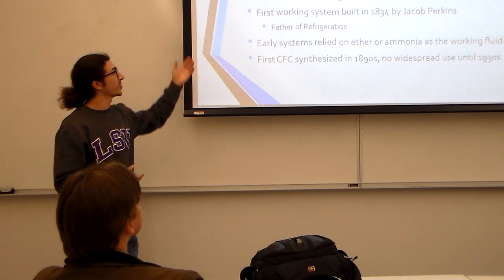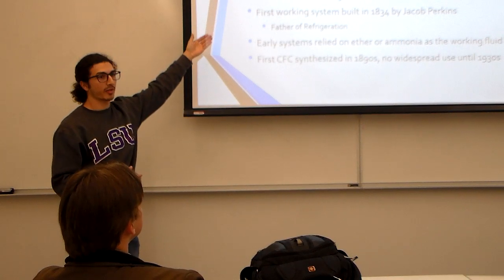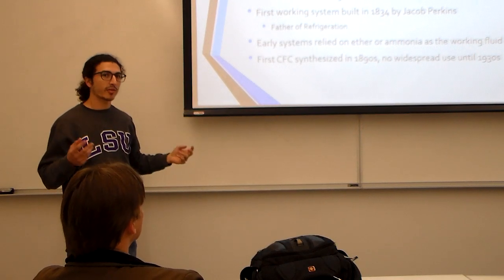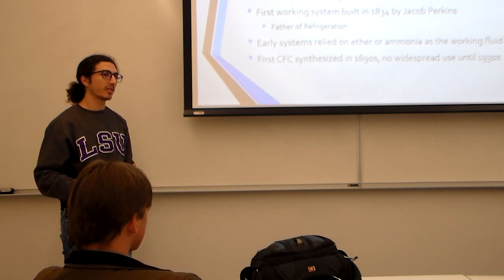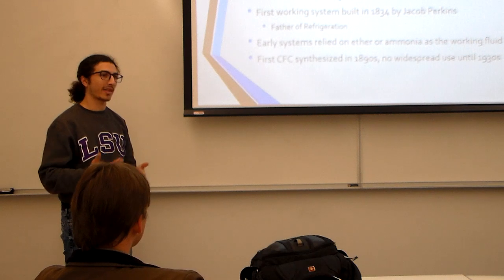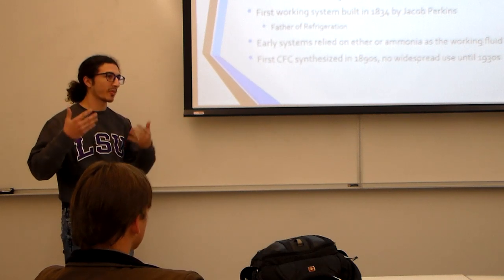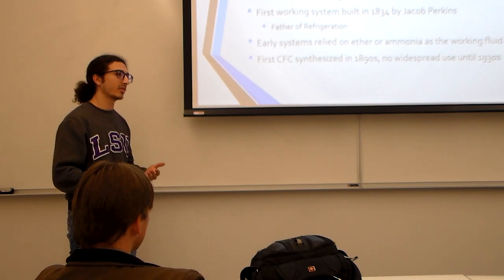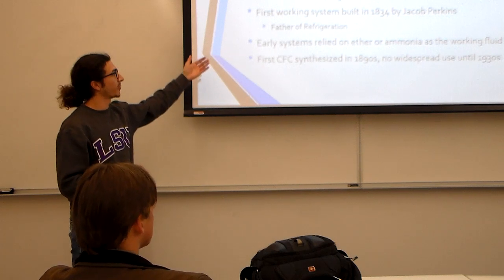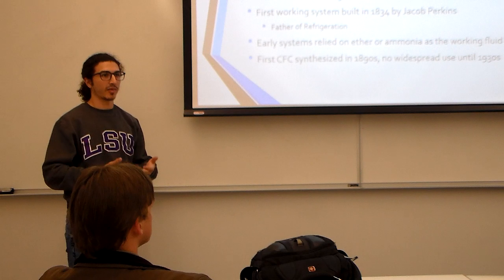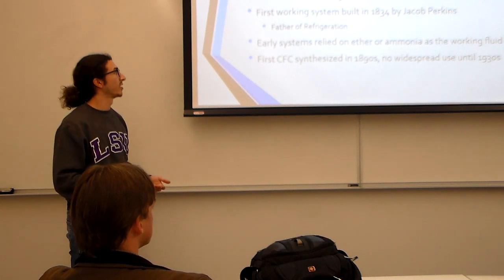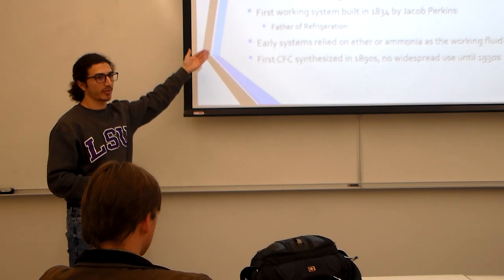This method was first described in 1805 by Oliver Evans. We consider him the grandfather of refrigeration, because he didn't really design or patent a system like this. He just came up with the idea of the cycle. It wasn't until 1834 that Jacob Perkins actually built a system that worked, and he was able to patent it. That's why we consider him the father of refrigeration.